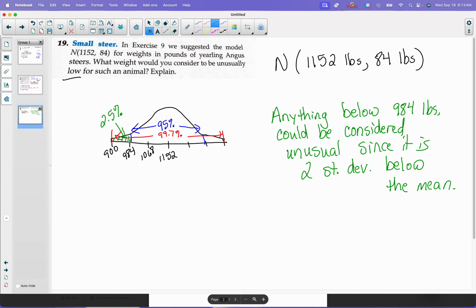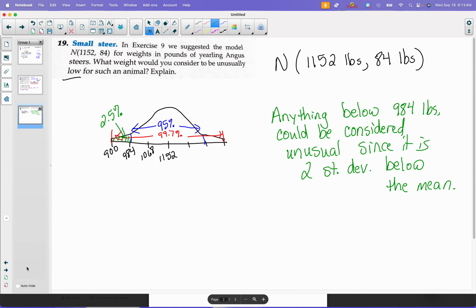Some of you might say, I'm going to go with less than 900, because I think it's very unusual to have a steer that's less than 900. And that's because that would be more than 3 standard deviations below the mean. So it's kind of open to interpretation. 1 standard deviation below the mean would not be considered unusual. 2 standard deviations below the mean, or above the mean if it was higher, is where you can start talking about it being unusual.